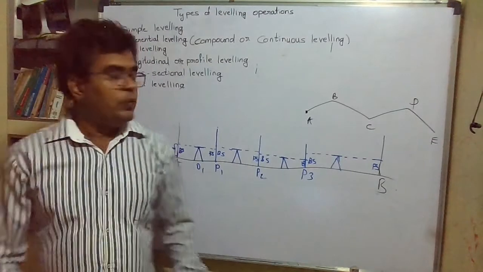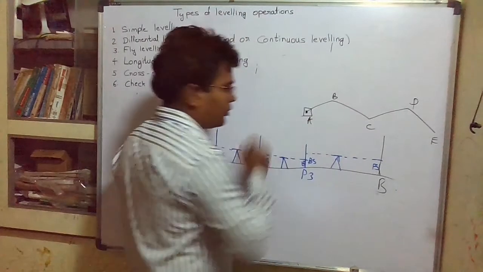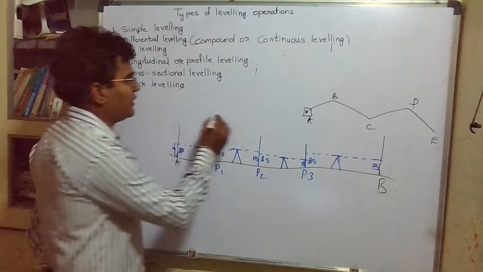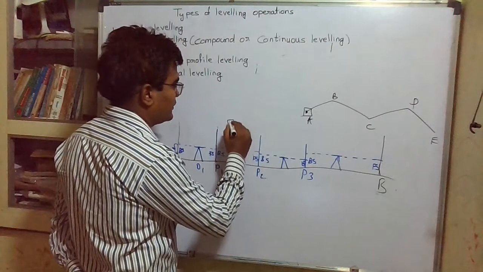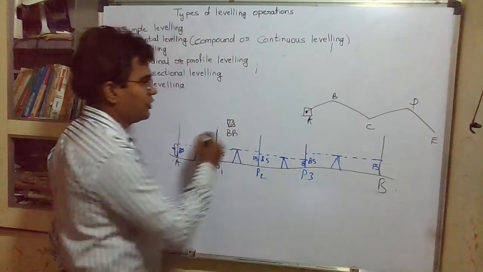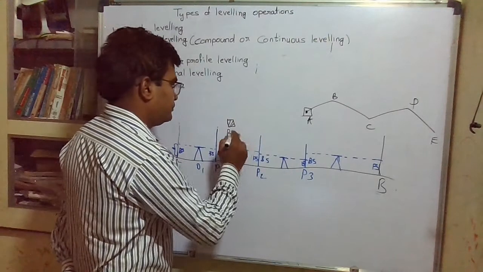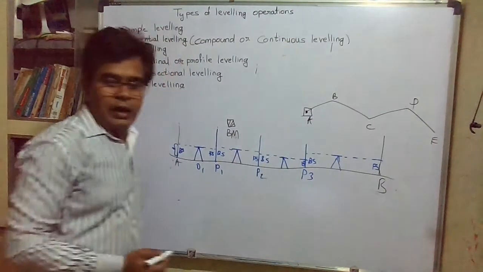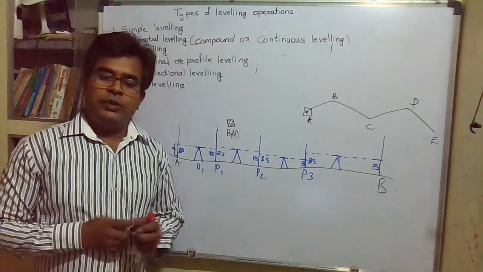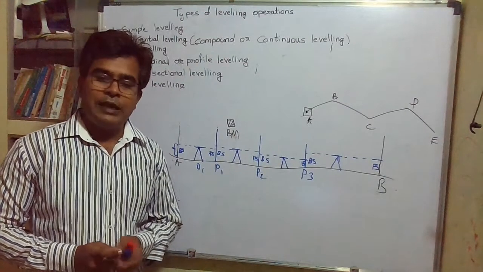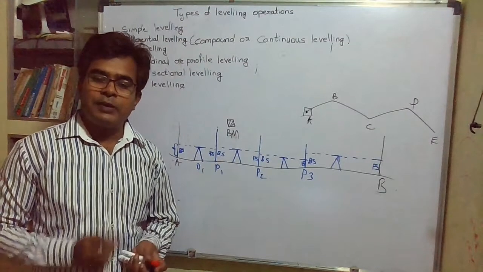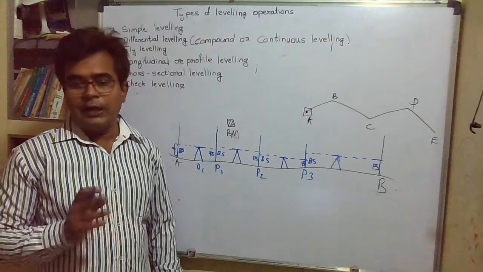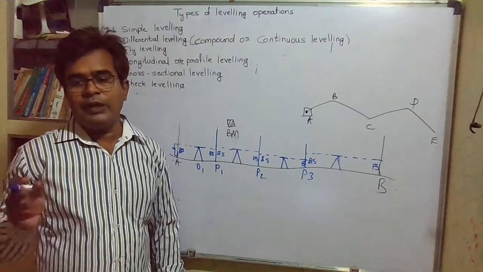So for that we need the RL of the first point of this project. Suppose this is the starting point of the project A, and our benchmark is at some distance, at some other point here. To know the RL of the starting point of the alignment, we will do fly leveling. So what is fly leveling? Fly leveling is the differential leveling done to find the RL of the starting point of any alignment of the road or the starting point of any project.